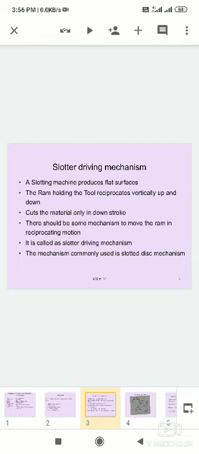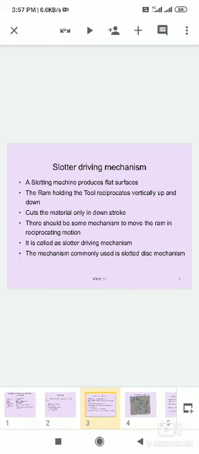A slotting machine produces flat surfaces. The ram holding the tool reciprocates vertically up and down. It cuts the material only in the downstroke. There should be some mechanism to move the ram in reciprocating motion. It is called a slotter driving mechanism. The mechanism commonly used is the slotted disc mechanism.